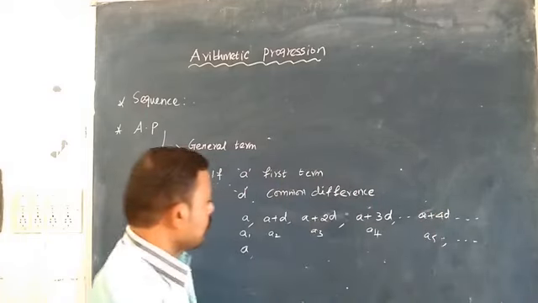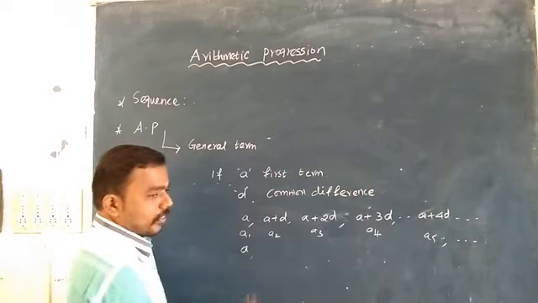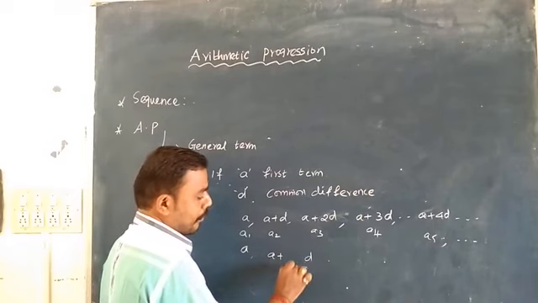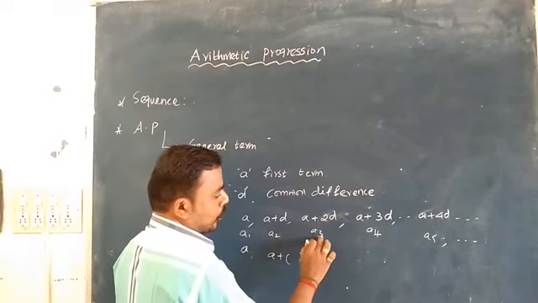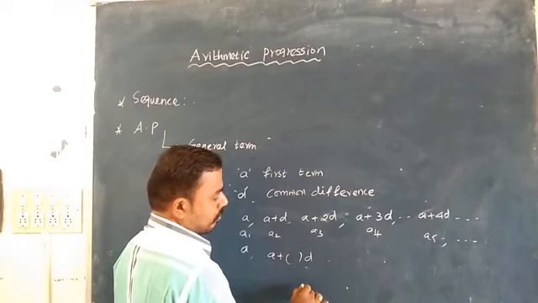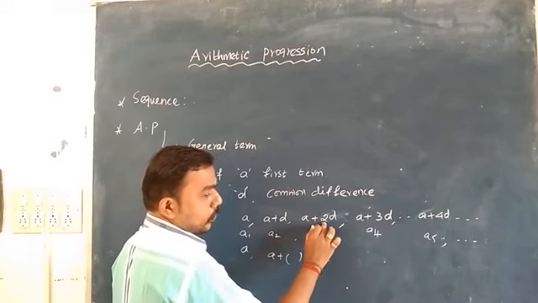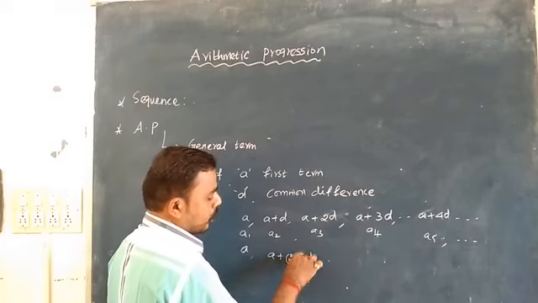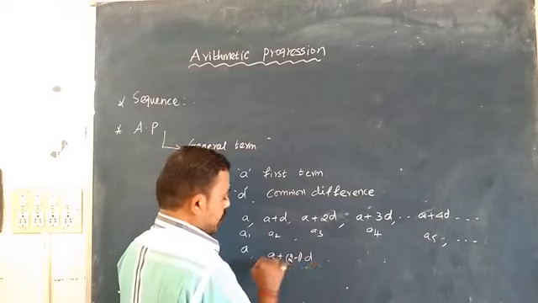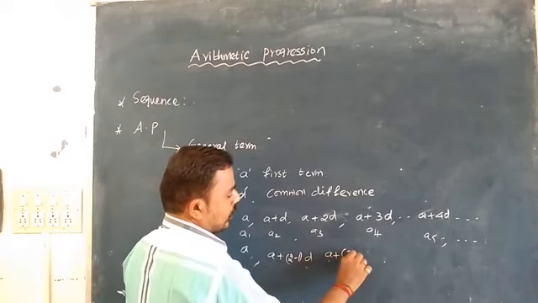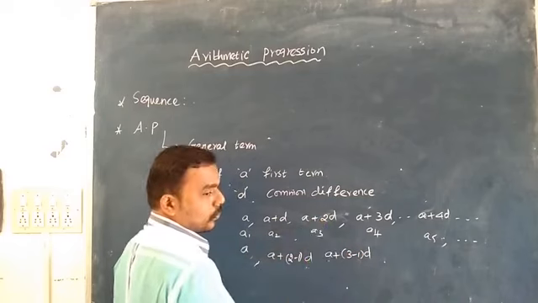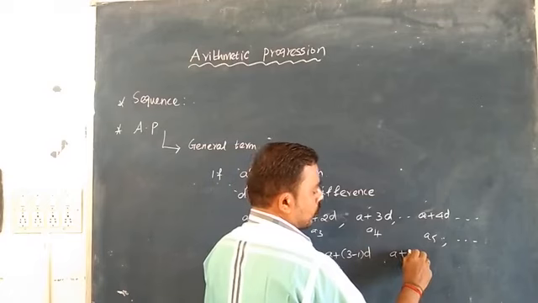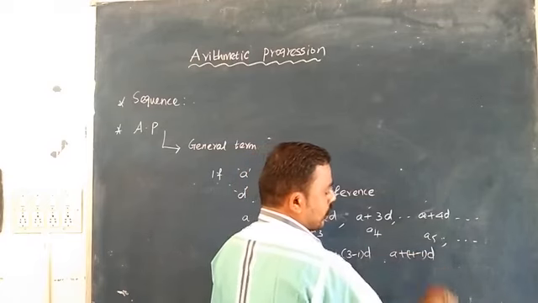Right. Here you just think about A plus D. Here the second term, so A plus D. I am going to write one number. Here think about our third term. Third term means here 2D. I am going to write using 3; here I am going to write using 2, that is 2 minus 1 into D. Here A plus 3 minus 1 into D. Similarly here A plus fourth term, so 4 minus 1 into D.